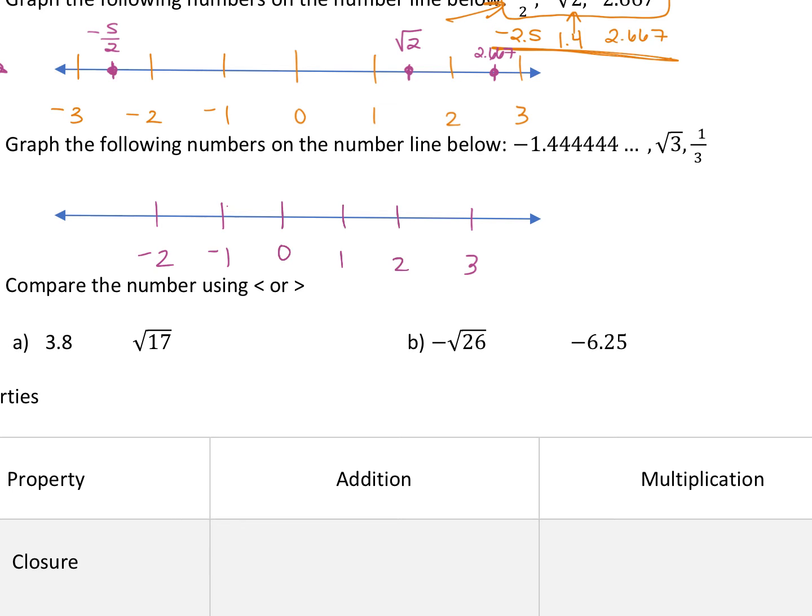All right, negative 1.44. Where's that going on this number line? To the left, between the negative 1 and the negative 2, not quite halfway between, right? Just slightly to the right of halfway. So we would call that negative 1.444. I don't need you to write all of those in.